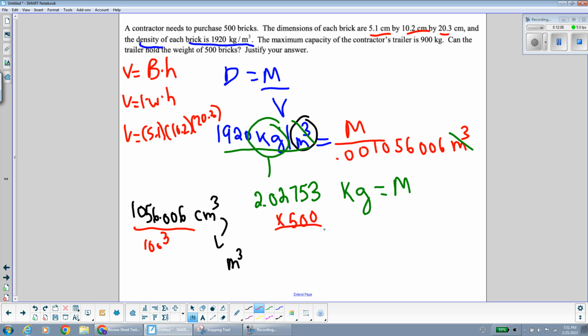So we're going to multiply the mass by 500. And I got 1013, approximately 766. But the trailer can only hold 900 kilograms. So 500 bricks definitely weighs more than 900 kilograms. It is over 1,000 kilograms. So the answer is no, the trailer cannot hold the weight of 500 bricks, and our work justifies that.